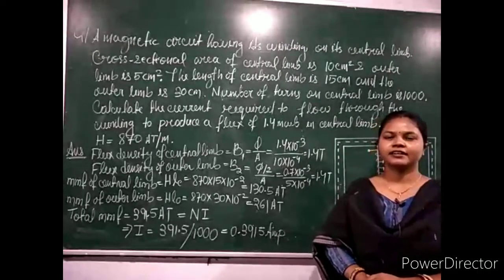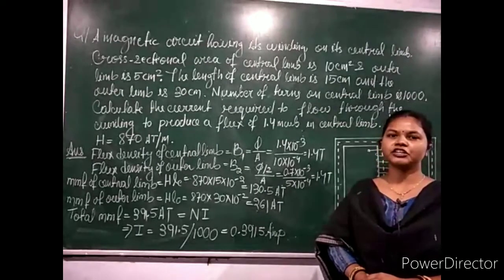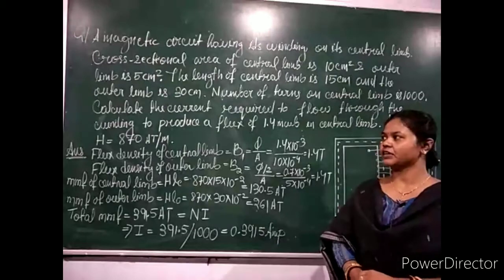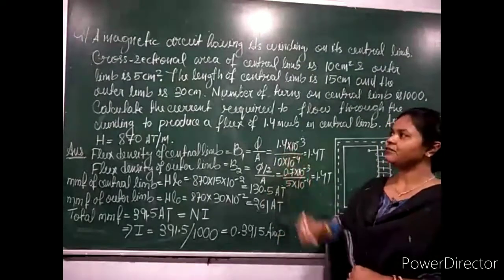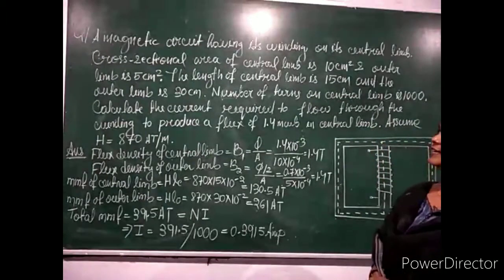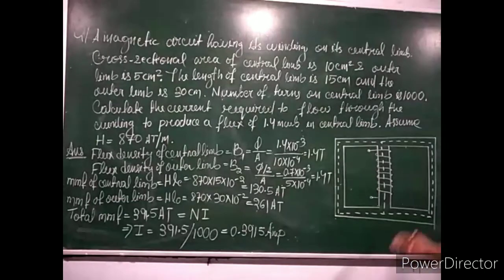Students, in this video lecture class, we will discuss some of the numericals based on magnetic circuit. So here I have written one question. The question is, a magnetic circuit having its winding on its central limb. This diagram shows a rectangular magnetic circuit consisting of two paths.